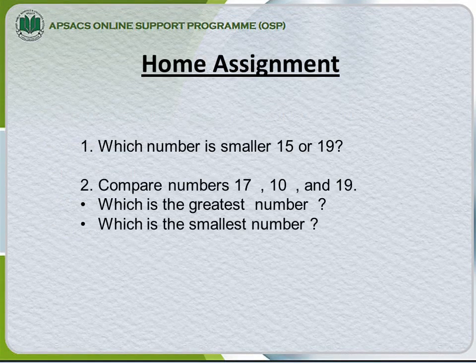Okay, this is your home assignment. Do it in your notebook. Number 1. Which number is smaller, 15 or 19? You have to tell which number is smaller. Number 2. Compare numbers 17, 10 and 19 and answer these 2 parts. Which is the greatest number among these 17, 10 and 19, and which is the smallest number? There is another.